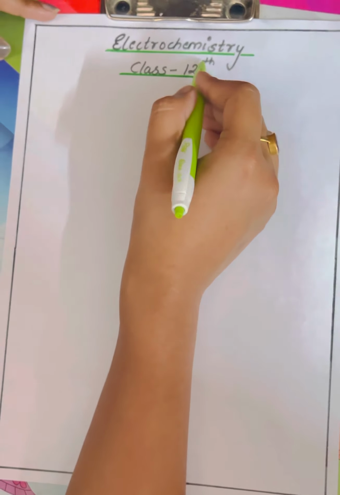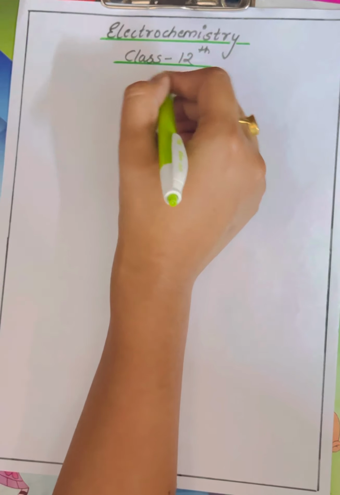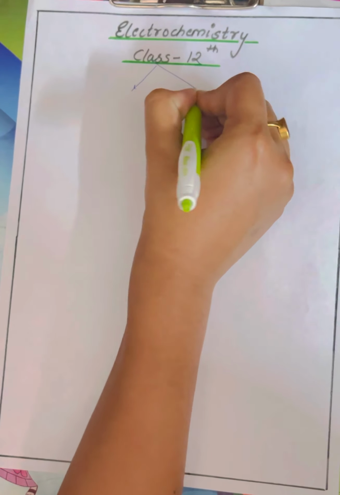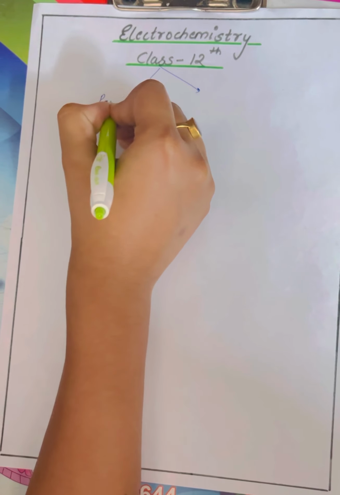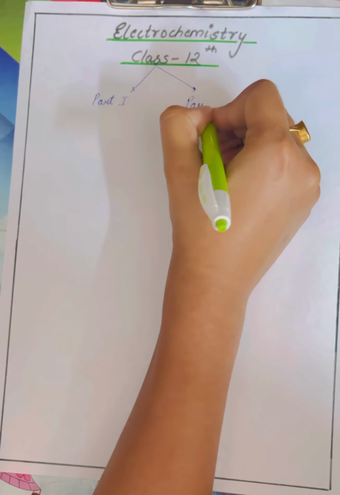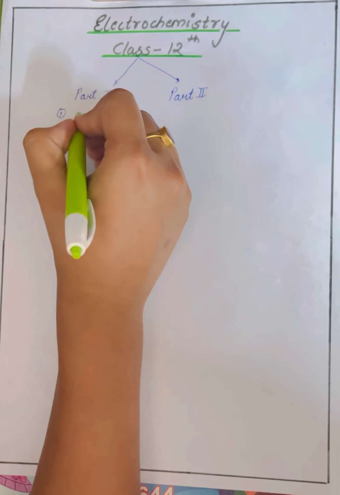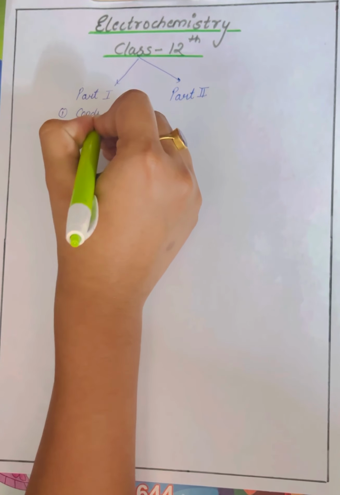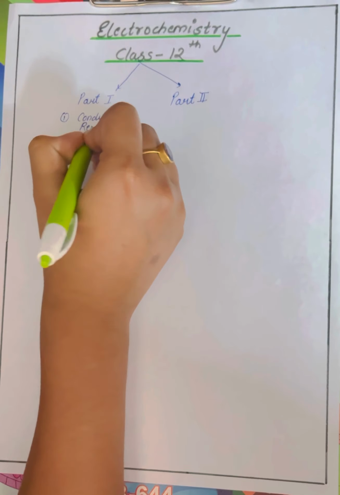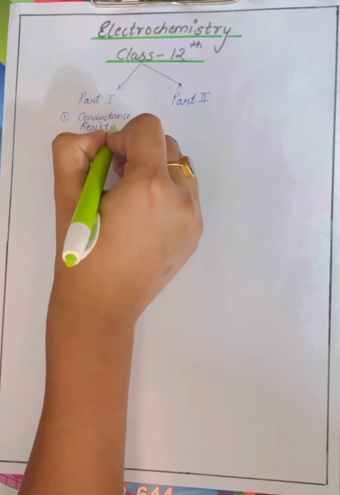So today we will start Electrochemistry of class 12th. We will divide this chapter into two parts, part 1 and part 2, so that it will be easy for us to understand the chapter. Part 1. In part 1 we will discuss conductance, resistance and molar conductance.